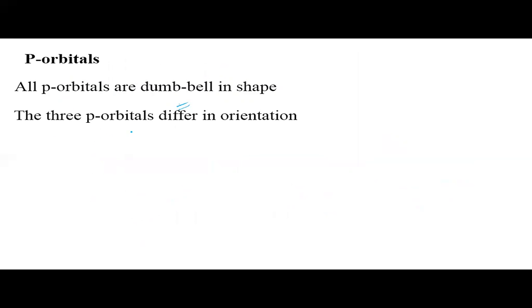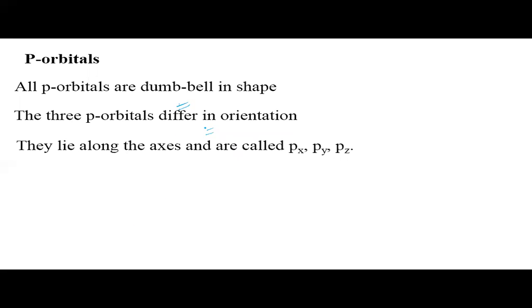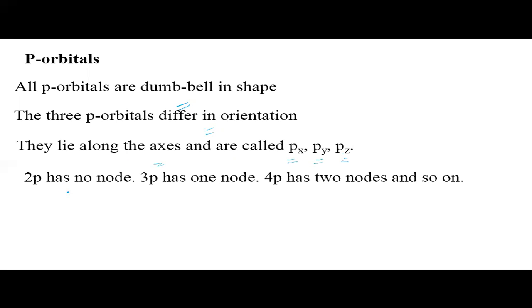Now for the p orbital, all the p orbitals are dumbbell in shape. The 3 p orbitals differ in their orientation. You know, the p subshell contains 3 p orbitals and they differ in their orientation. They lie along the axes and are called px, py and pz. 2p has no node, 3p has one node, 4p has two nodes, and so on. So this is the p orbital, which has the dumbbell shape.